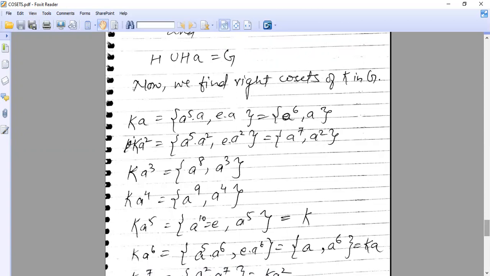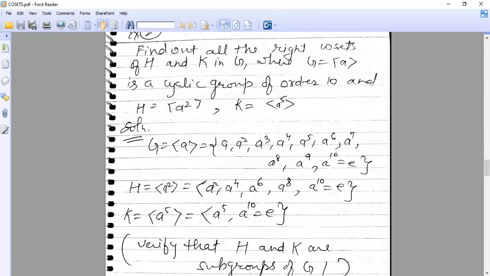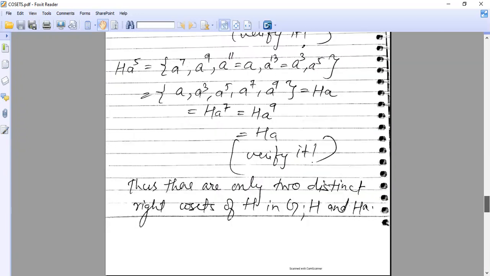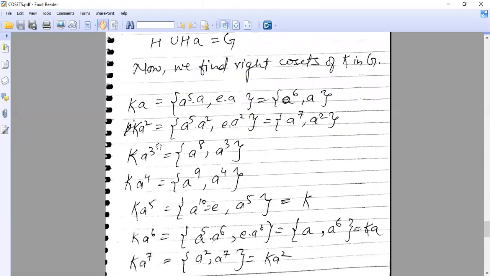Let us see this again. K was basically generated by A to the power 5. Sorry, I said A to the power 4. So it is generated by A to the power 5. So K is A to the power 5 and identity. These two elements are there in K, and we are multiplying it with A from the right. So this will give you A to the power 6 and this will give you A. And when you multiply A square from the right with K, this will give you A to the power 7 and A square. Similarly, you can multiply A cube, A to the power 4, A to the power 5.